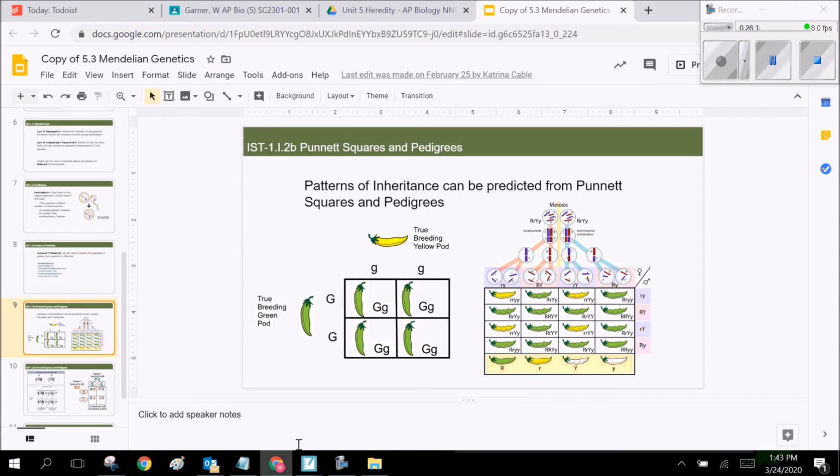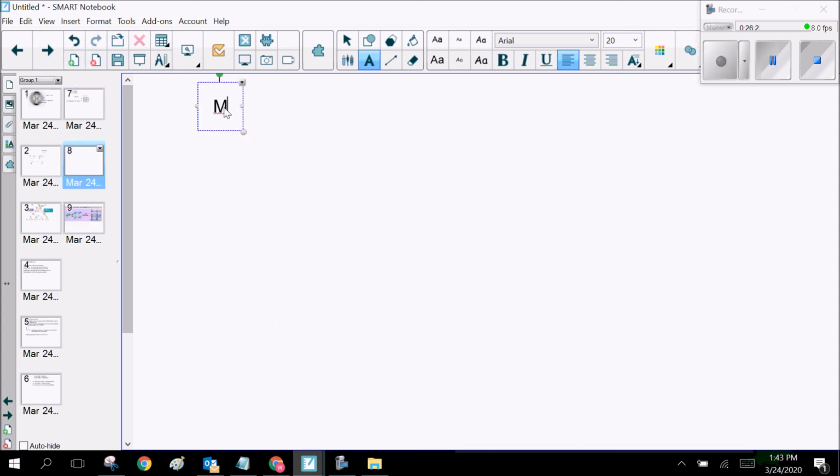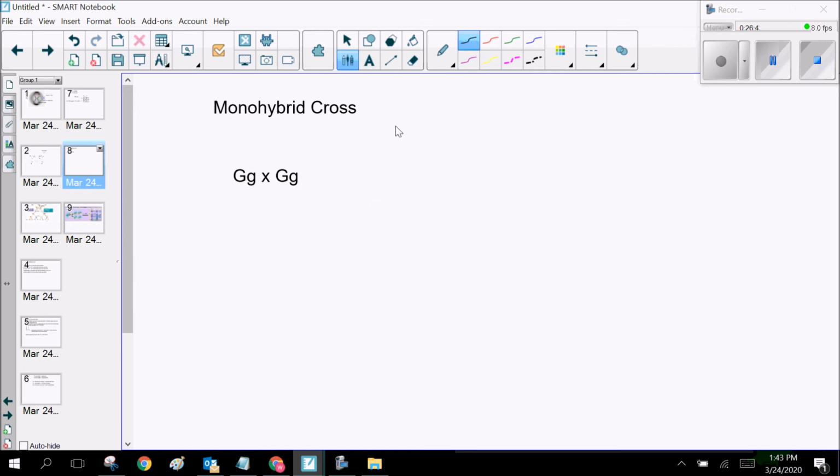Now, Mendel went ahead and performed a second cross. So this was the first cross that he did, and the second cross is called the monohybrid cross. The monohybrid cross was when he took two hybrids. So he took the Gg times the Gg, two heterozygotes, big G, little g, and he crossed them together. We would call them hybrids because they have one big and one little allele.